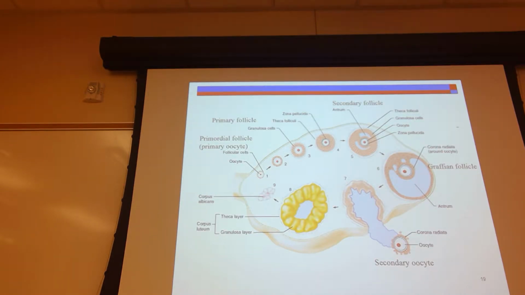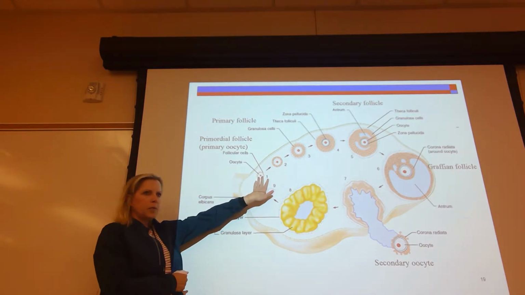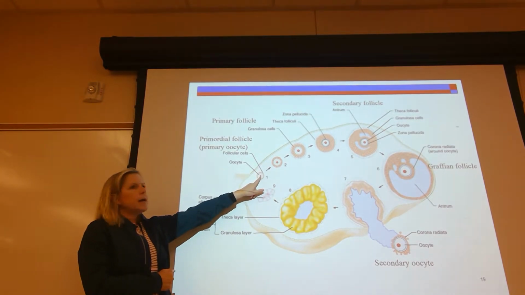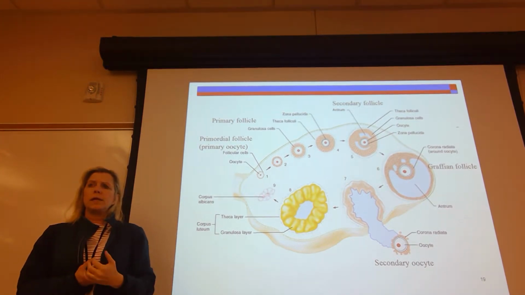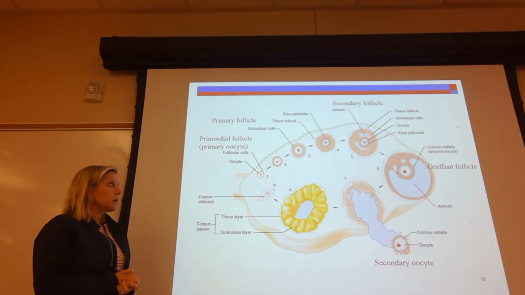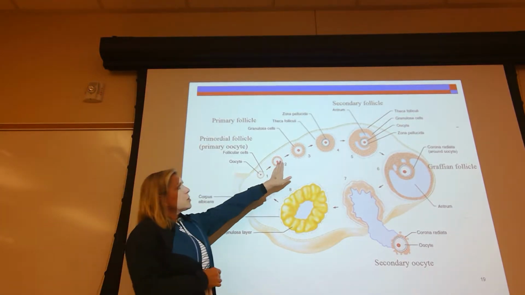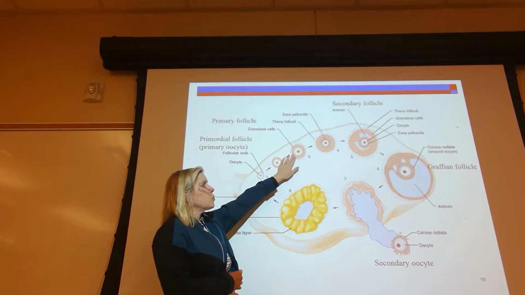And here we have a primordial follicle. This is what we're born with, ladies. Inside is an oocyte, a primary oocyte, which is arrested in meiosis 1, specifically in prophase 1. When we start to enter puberty, many follicles will begin to mature.